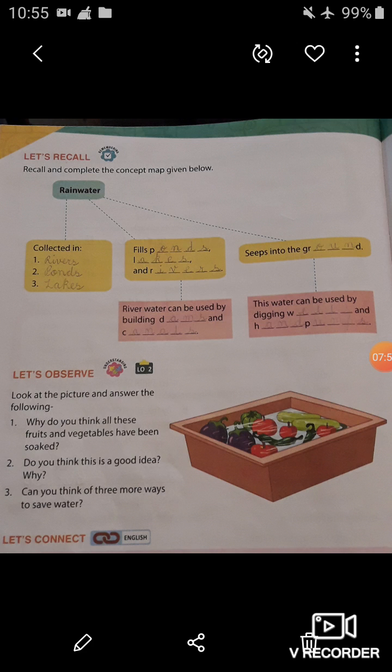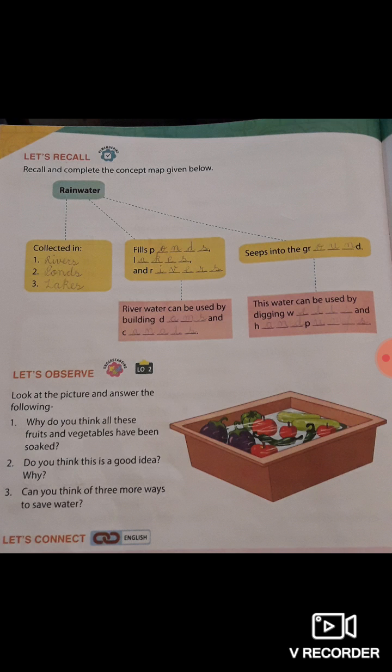The third one is: can you think of 3 more ways to save water? So students, there are many ways to save water. Here you have to think about 3 more ways. The first one is, we should not let the tap run when we brush our teeth. We should always turn off the tap while brushing our teeth.